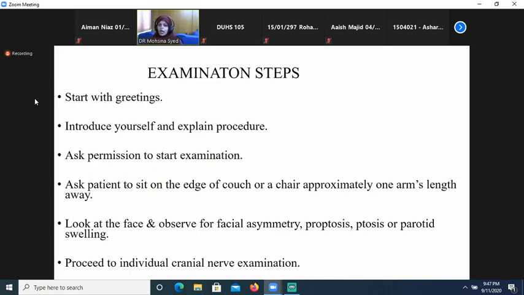Okay, you ask the patient to sit on the edge of the couch or a chair, approximately 1 arm distance away. You wash your hands. First, you look at the face and observe for any facial asymmetry, proptosis, ptosis, or any parotid swelling. And you also ask the patient if he has any pain somewhere. Then you proceed to individual cranial nerve examination.